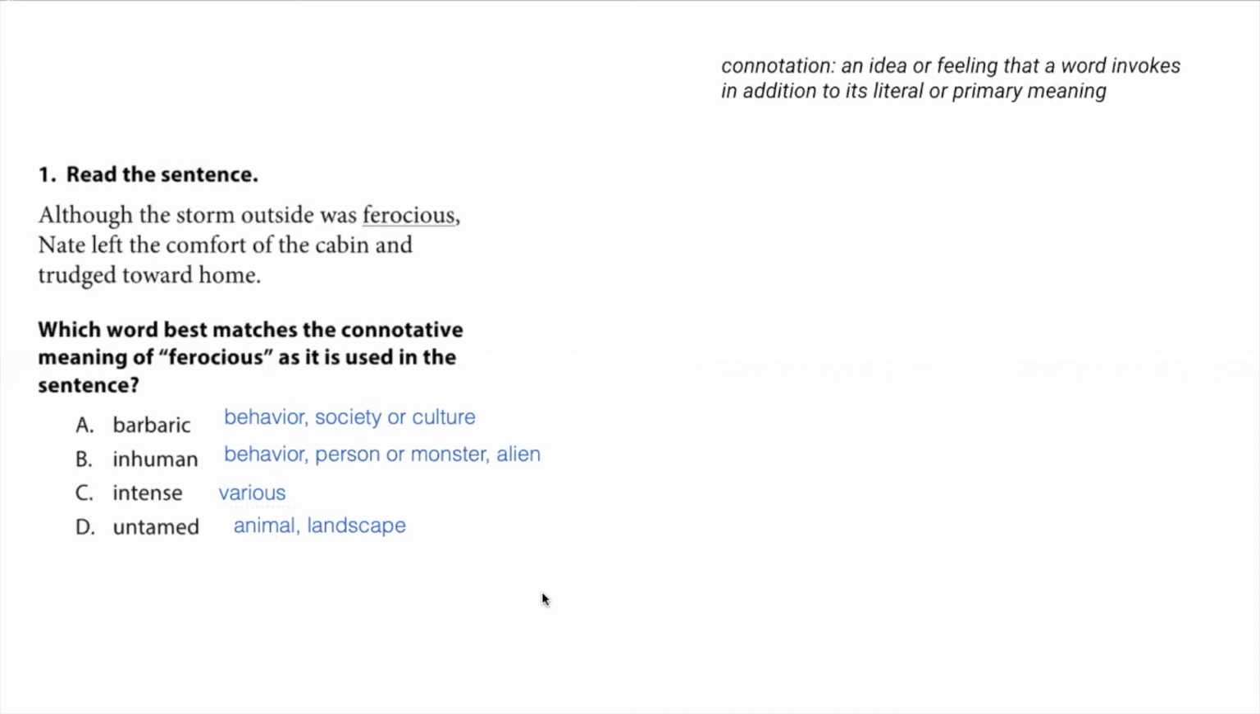Once we have figured out the connotation and the context in which each of these words can be used, we can eliminate the ones that could not apply to a storm, because that's what's being described by the word ferocious in this sentence. Do we talk about a storm as a part of a society or culture? Not usually. Do we talk about a storm as a person, monster, or alien being? Not usually. Do we talk about a storm as being intense?